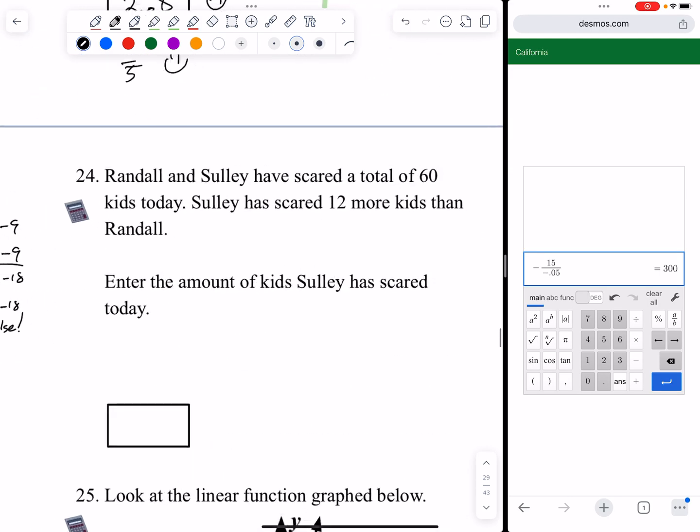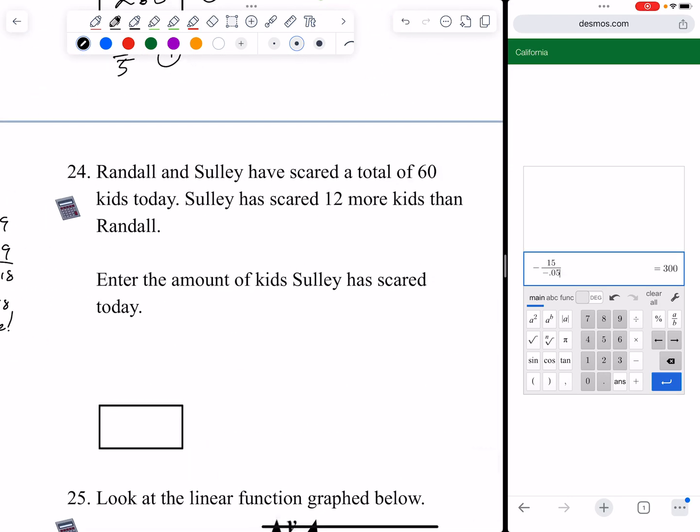All right, moving back. Randall and Sully, Monsters Inc. All right. So they have scared a total of 60 kids today. Sully has scared 12 more kids than Randall. Enter the amount of kids Sully has scared today. Ugh. So here's the thing. Here's my equation. This is like a system right here. I got Randall and Sully. So Randall and Sully have scared a total of 60 kids.